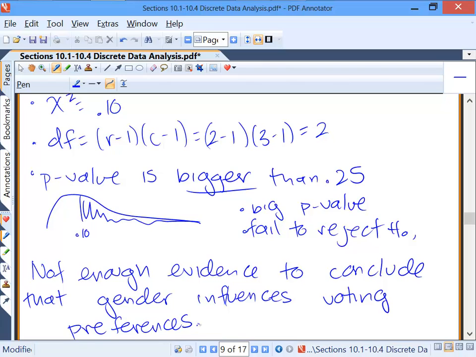Now we don't know enough information. This could have been one specific state, or it could have been a sample from the nation. Okay, but not enough evidence to conclude that gender influences voting preferences. Again, this is one situation where it's obvious which variable would affect the other variable. Okay. So any questions on this one?